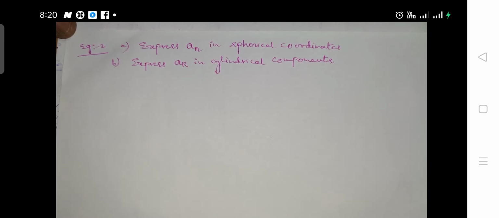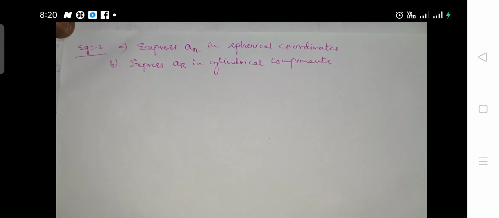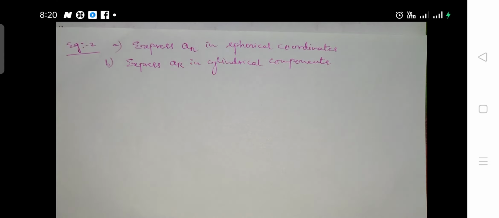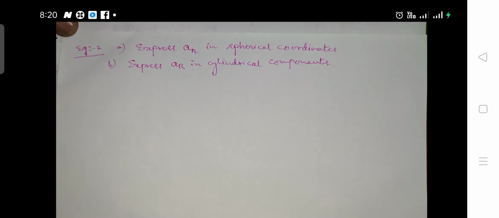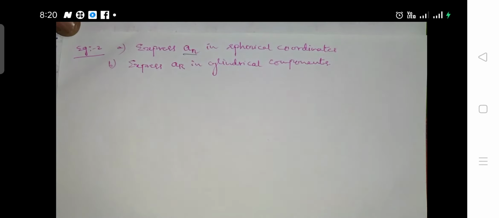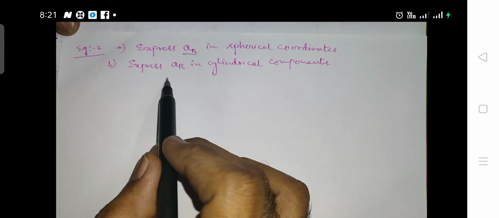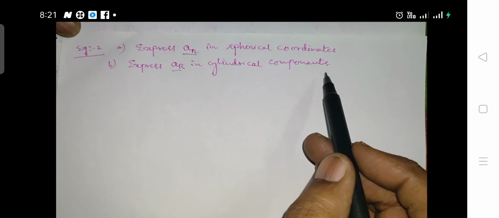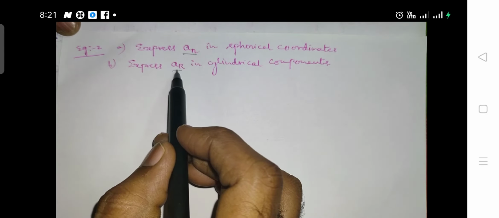So this is example 2. Here we are given a problem related to transformation of coordinates from one system to the other. And here we are given two problems, A and B. In problem A, we need to express AR into the spherical system or spherical components. Here AR is in cylindrical coordinate system, and similarly in B we have to represent AR in the cylindrical coordinate system. AR is given in spherical coordinates.